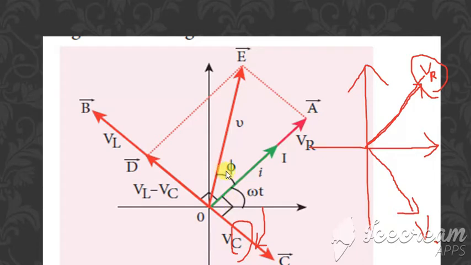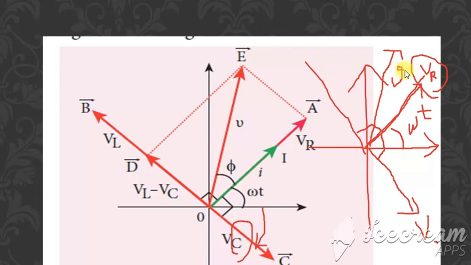Now we have to mark the angles in this. This angle is denoted by omega t. These two are perpendicular, and in the same way here also these two are perpendicular, and in between we consider one more value, V, where V is the summation of VR, VL, and VC. So V is the summation of VR, VL, and VC in this circuit.